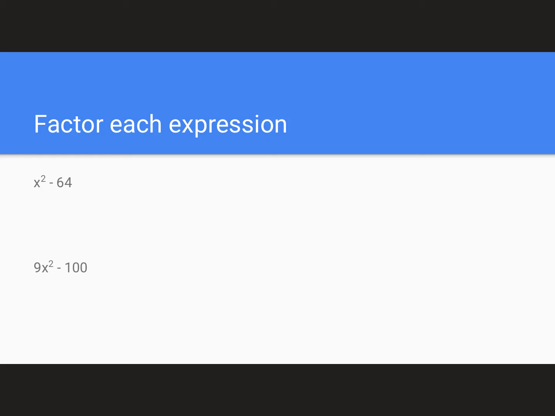So let's look at factoring each of these expressions. Remember, we're looking for things to be the difference of two squares or a perfect square trinomial. In this case, this is a difference of two squares. I have x squared, which is a perfect square, minus 64. So this is (x plus 8) times (x minus 8). That's all I need to do.